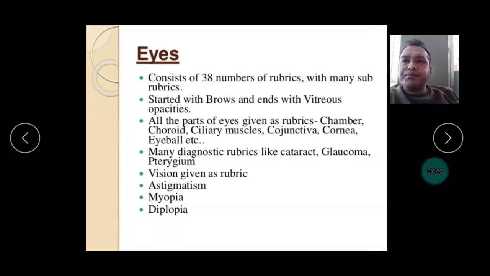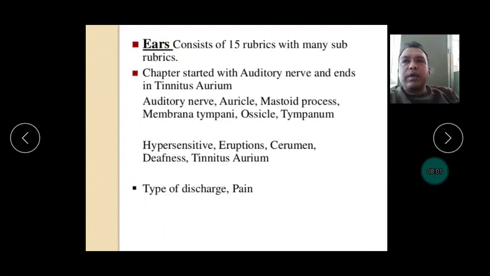Many diagnostic rubrics like cataract, glaucoma, vision, myopia, diplopia are given as rubrics. All the rubrics related to disorders of the eye are placed in this order. Now ears consist of 15 rubrics. The chapter starts with auditory nerve and ends with tinnitus: aurium, auditory nerve, auricle, ossicle, tympanum, hypersensitive, eruption, deafness, tinnitus, aurium, discharges.